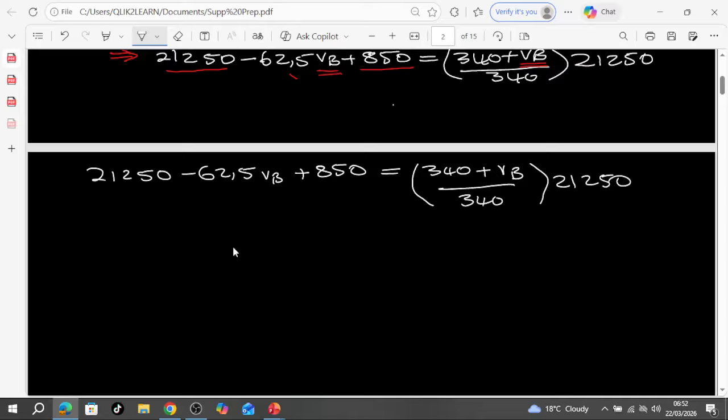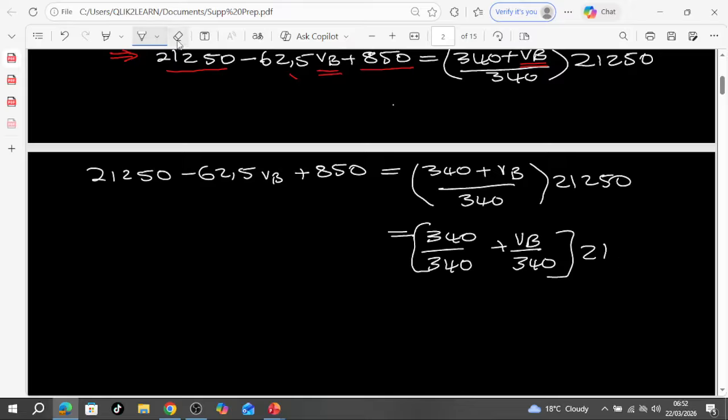Okay, so now when I have this, let me simplify the left hand side first. Or should we start by simplifying the right hand side first and see what we get? If I simplify it, remember the 340 we can write as 340 over 340 plus VB over 340, and everything here is multiplied by 21.